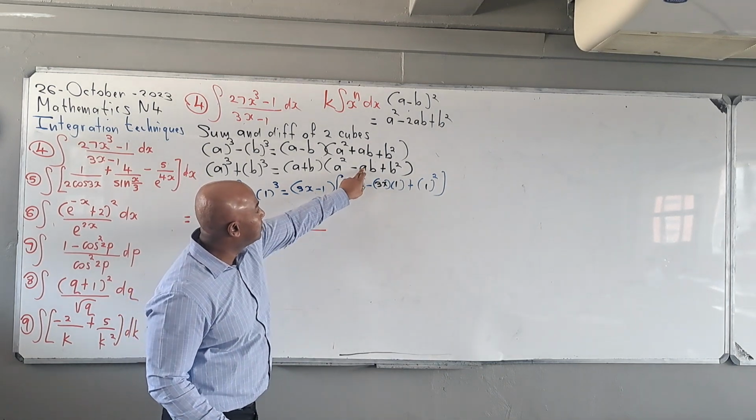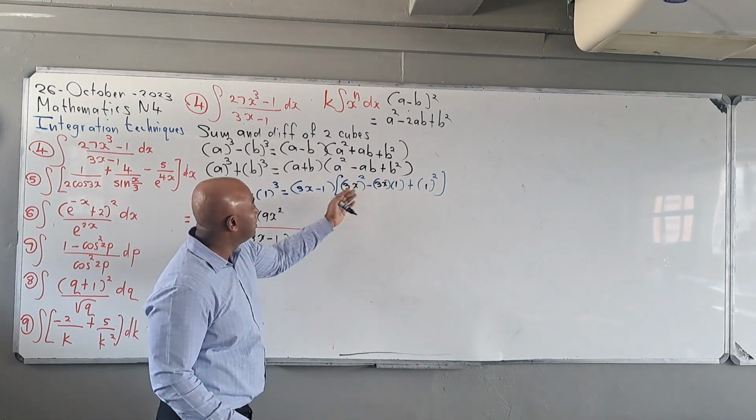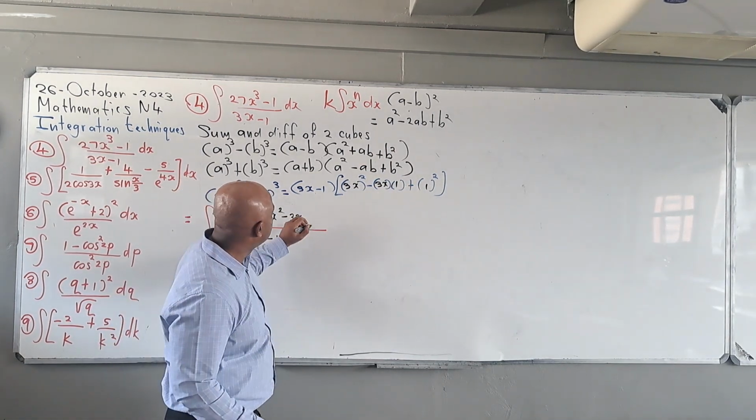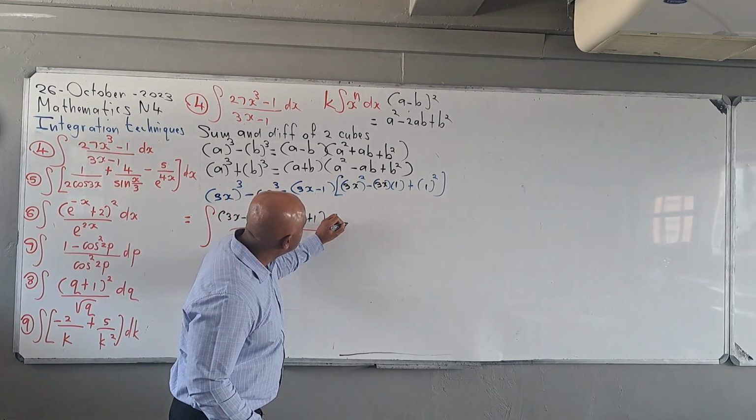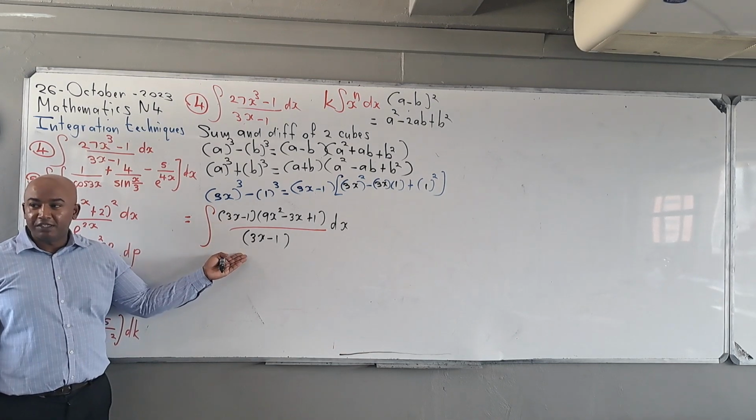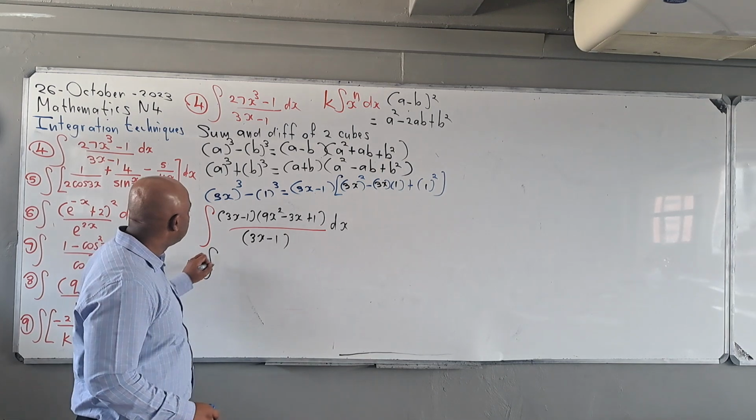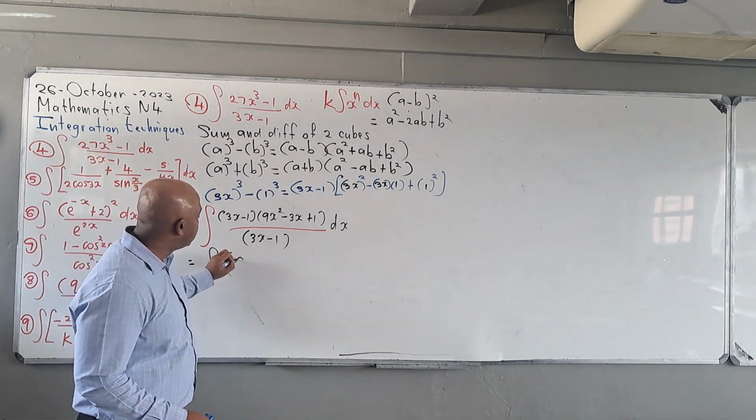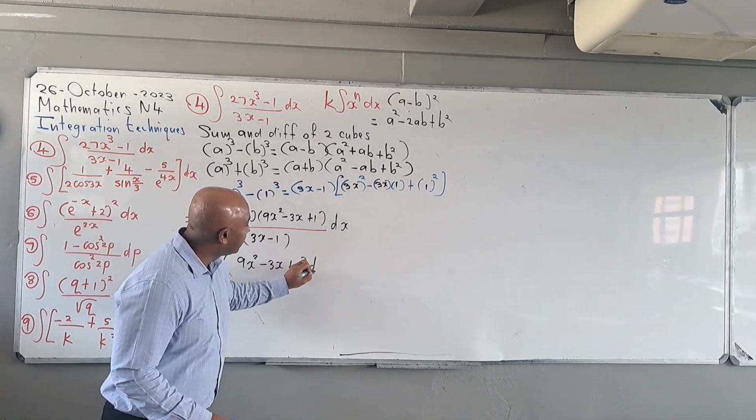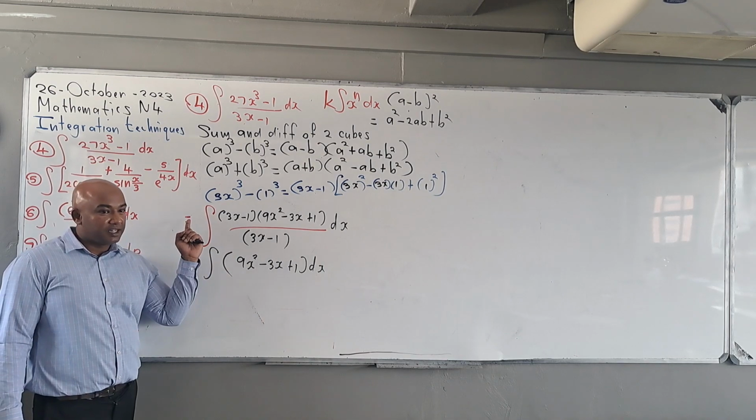So 3x all squared, 3 squared will give me 9x squared, minus 3x, and then I've got 1 squared there, which is 1, dx. As you can see, 3x minus 1 and 3x minus 1 cancel. So let's write down what remains here, which is 9x squared minus 3x plus 1. Right, so the crucial step was the factorization.